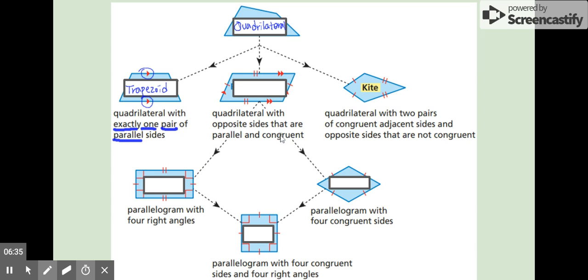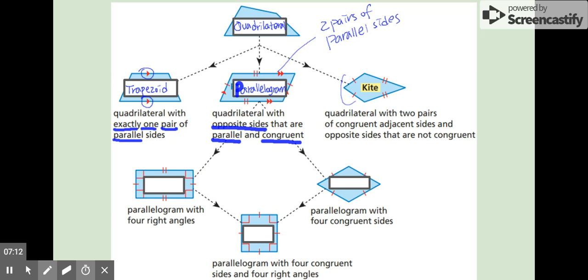What if you have two pairs of parallel sides, like opposite sides are parallel and congruent? So we have two pairs of parallel sides. It's called a parallelogram. A parallelogram has two pairs of parallel sides. And a kite has two pairs of congruent adjacent sides.